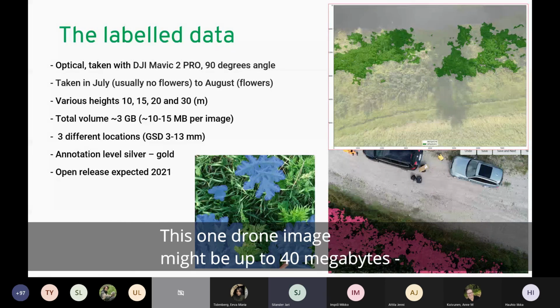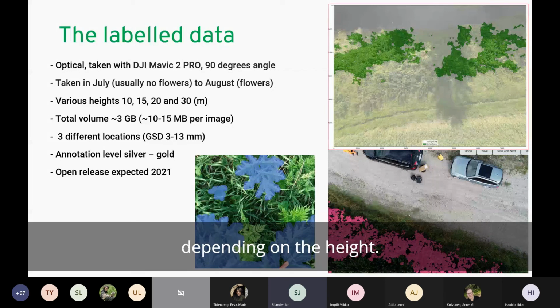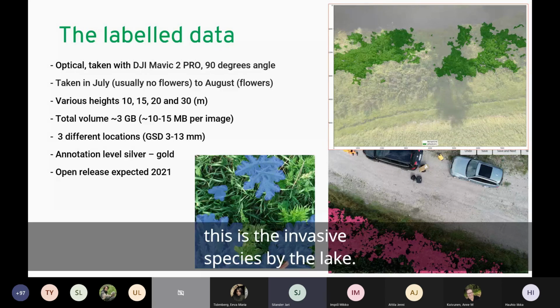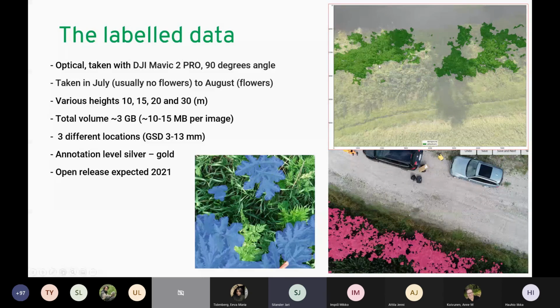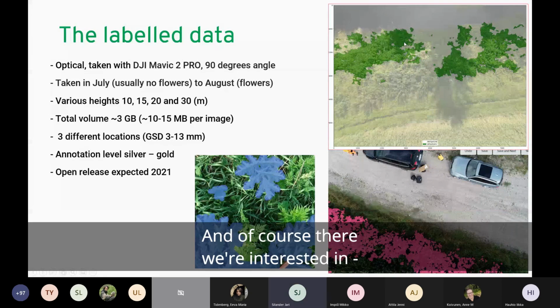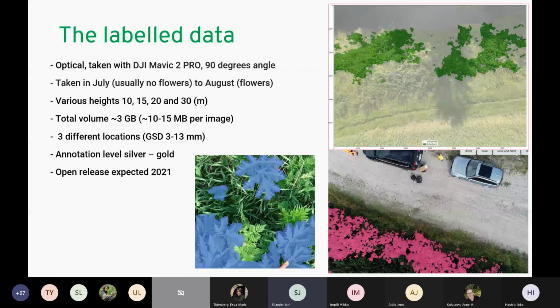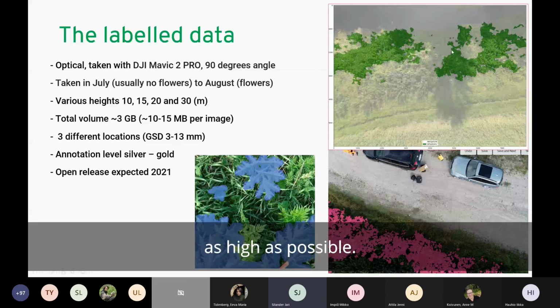This is one drone image, might be up to 40 megabytes depending on the height. And from above you see these green areas. This is the invasive species by the lake. It's Isosorsimo. And of course we are interested in whether we can distinguish this species from other similar species as well as possible.